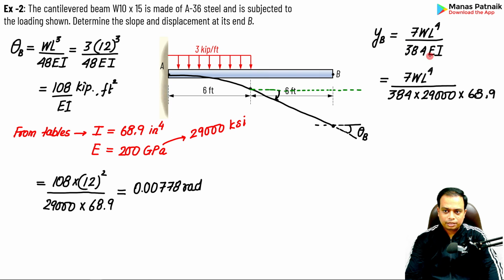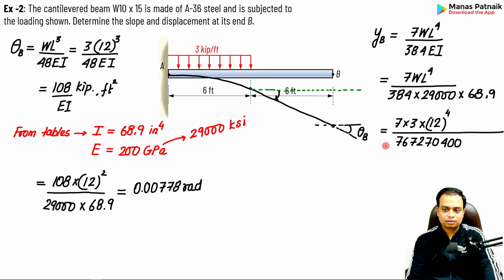So plug in the values. 384E, that is 29,000. I is 68.9. Everything is in foot, pound, and inches. As far as WL raised to 4 is concerned, you can keep the value W as 3 kip per feet and L as 6 plus 6, that is 12. So plug in the values. I've simplified this part and it worked out as this much.